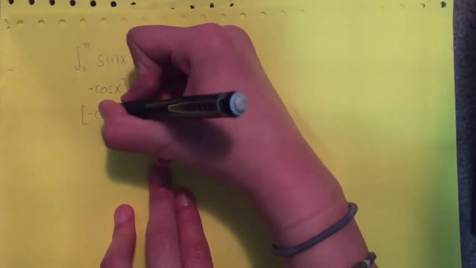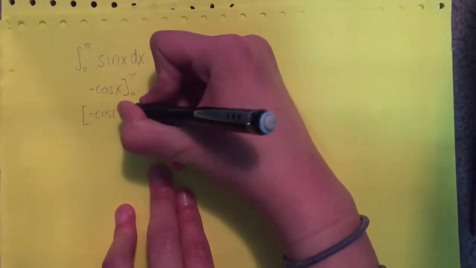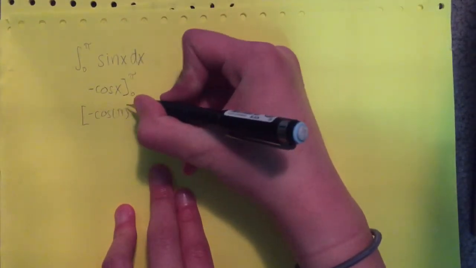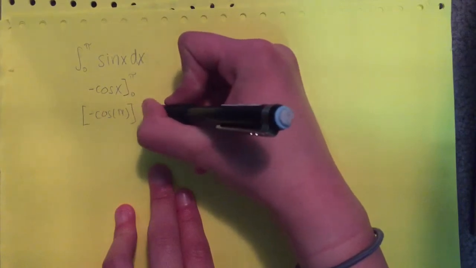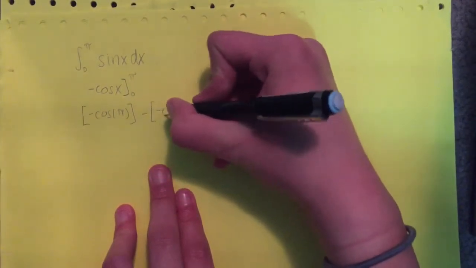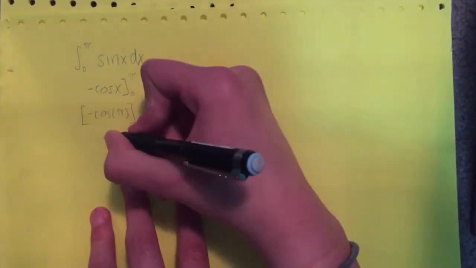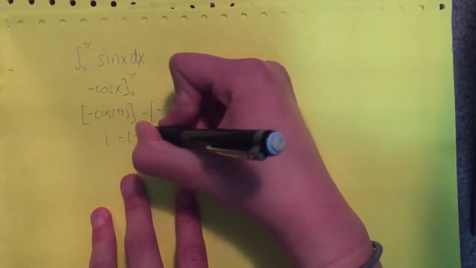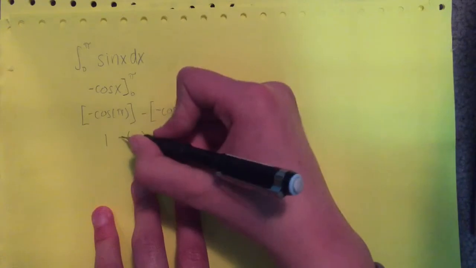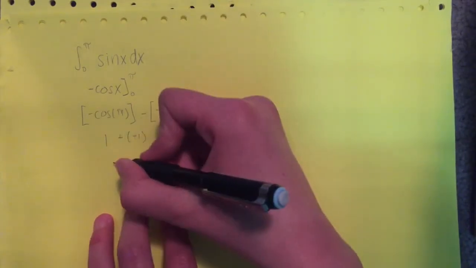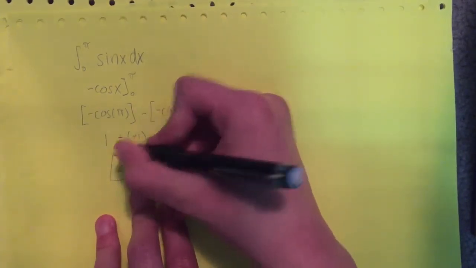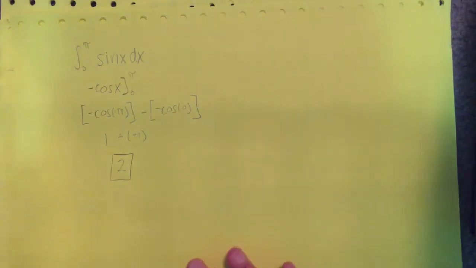So again, you're going to just plug in pi for every x, and then plug in 0 for every x. So we have negative cosine of pi minus negative cosine of 0. So we're left with 1 minus negative 1. This turns to positive, which is equal to 2. That was very straightforward.